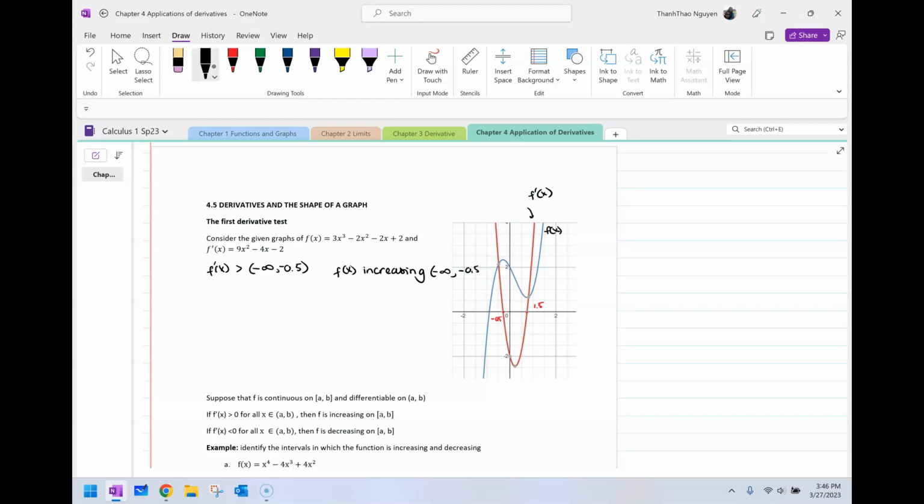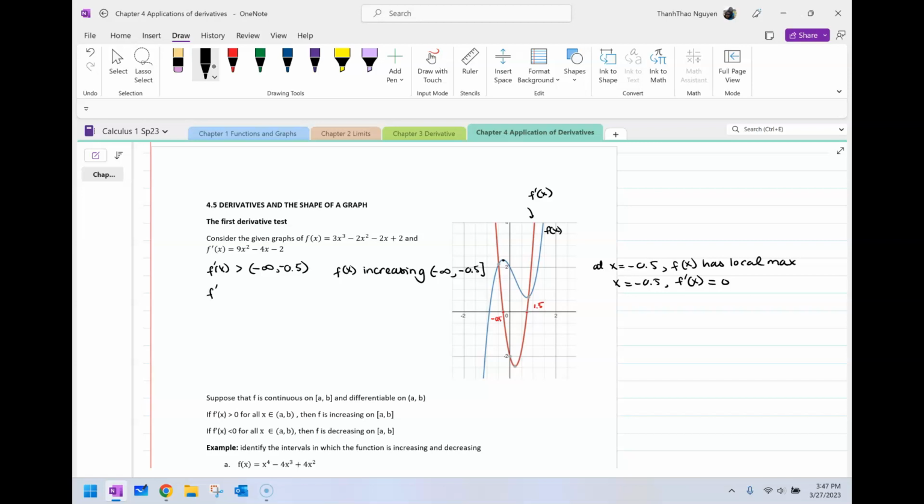to negative 0.5. And note that here, at negative 0.5, f of x has a local max at x equals negative 0.5. F of x has local max. And note that at x equals negative 0.5, f prime of x is equal to 0. Okay. The other interval to consider is from negative 0.5 to 1.5.